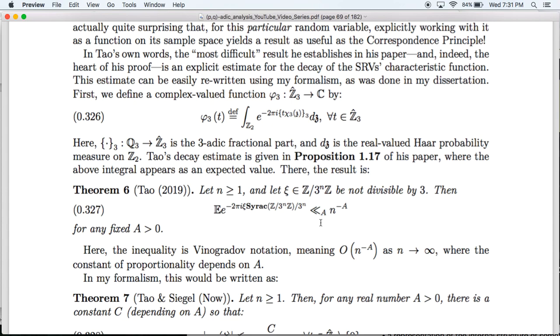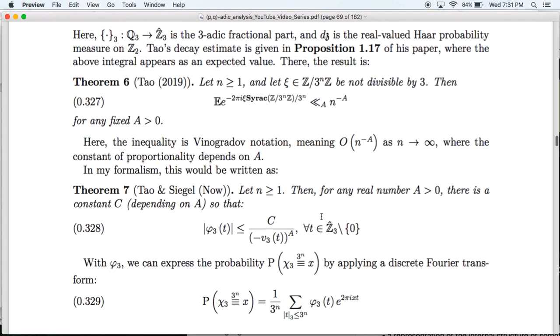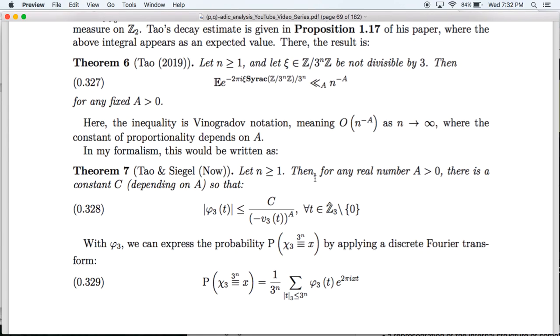In my formalism, I would write this as follows. So for any real number a greater than or equal to 0, there is a constant c depending on a such that the complex absolute value of phi 3 of t is less than or equal to c divided by negative v3 of t to the power of a.